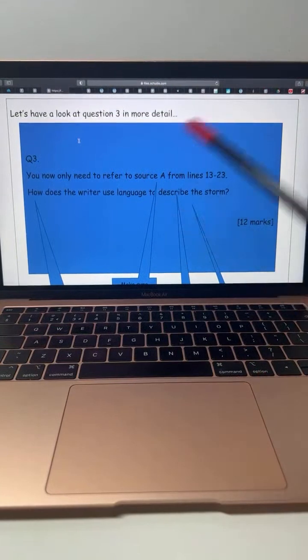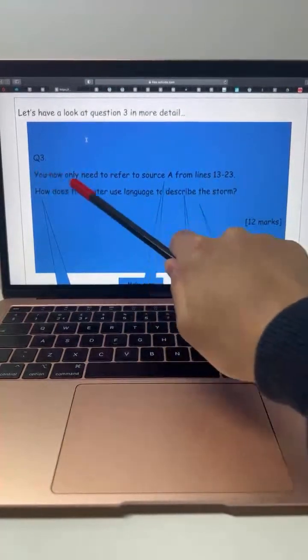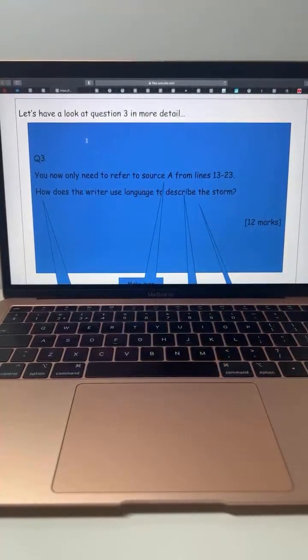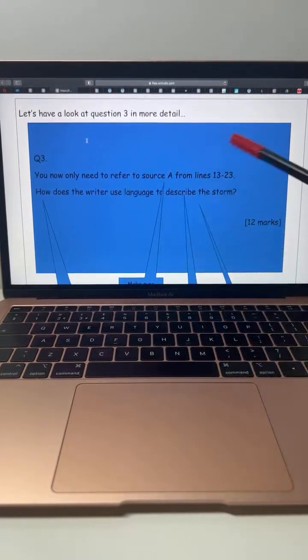So we'll have a look at a typical exam question, and then you can pick out what you need to do. What I recommend is that when you look at the question, break it down into different segments or parts. Question three reads: you now only need to refer to source A from lines 13 to 23. It could be source A, it could be source B, it could be either. It's specific lines, so the quotes you pick out must be from those specific lines.